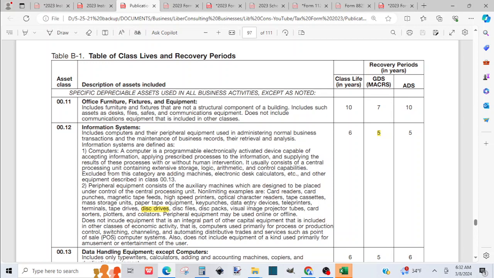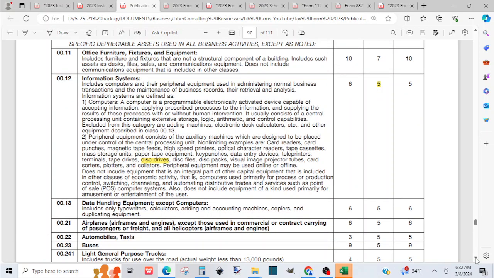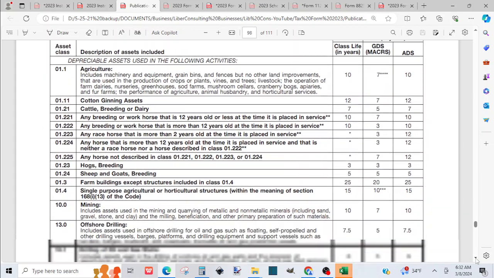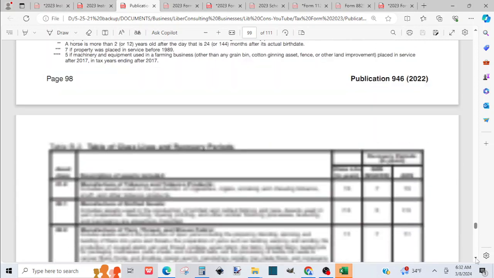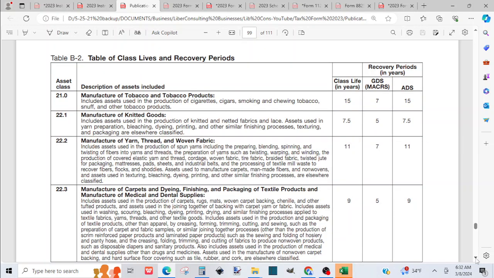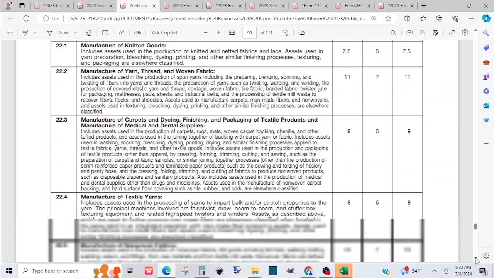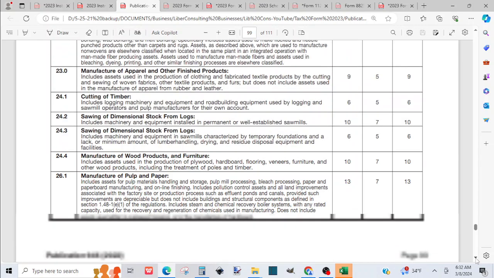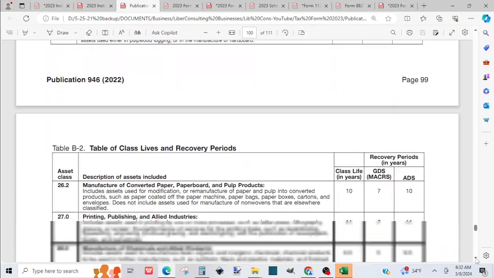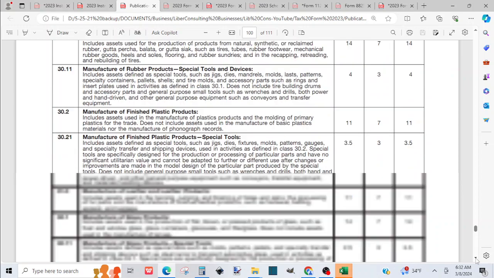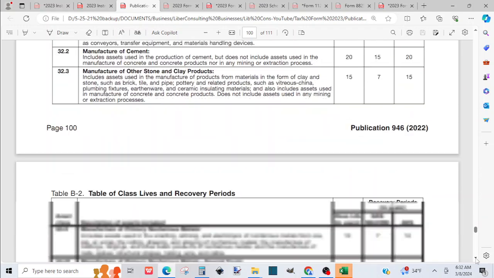Now let's go to table B2 to look for the business activity. Those are the business activities. You can read through to look for your business type, but instead of scrolling, let's just do that this time.